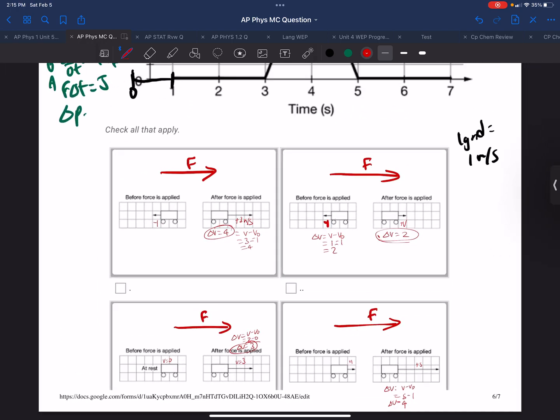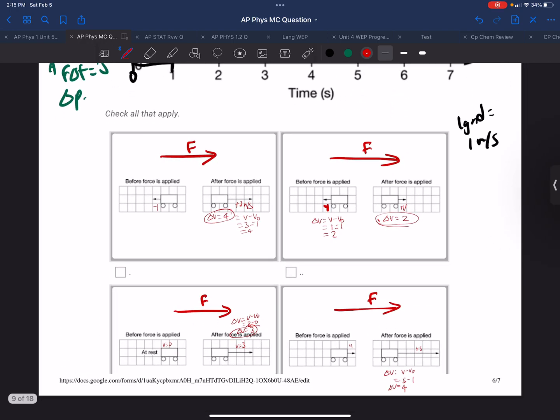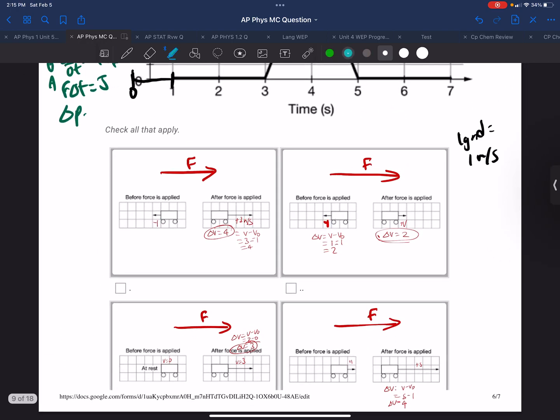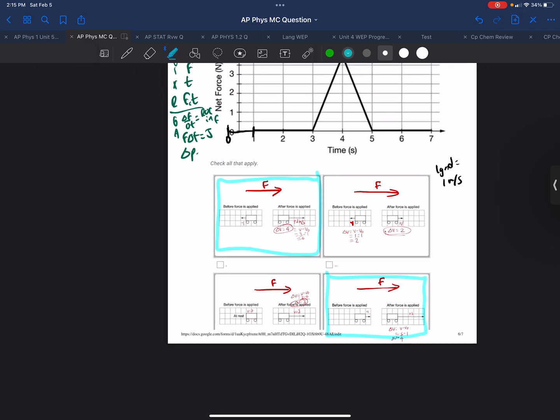Now, right off the bat, it should stick out to us that this one and this one give the same answer. If we're looking at 2 choices, that might be an indicator that those are the 2 correct choices. They all show positive delta V's. So what size is the proper delta V?